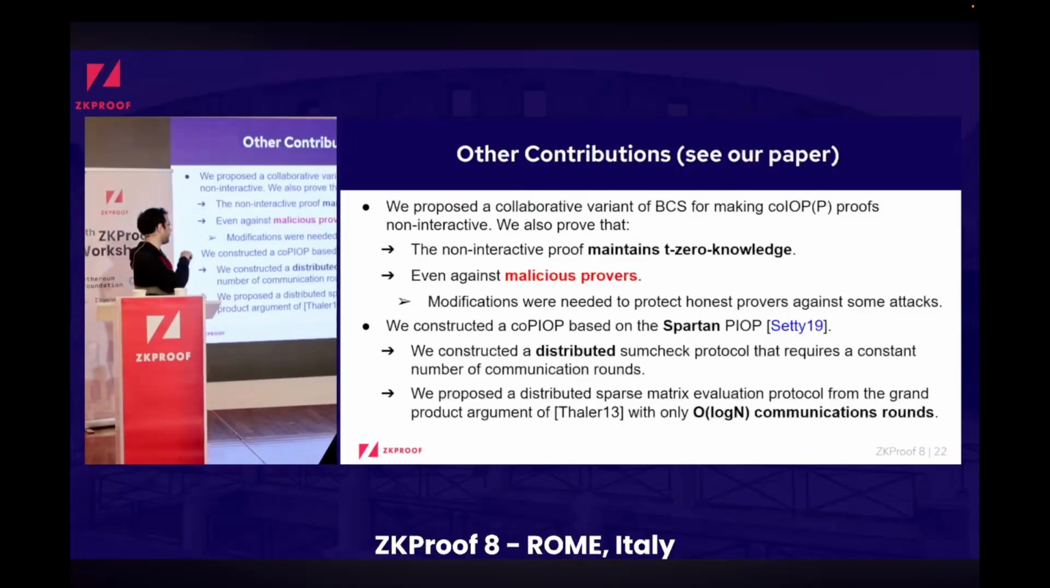For this, we use the grand product argument of Thaler 13. Naively, to do that, you would have to use log squared communication rounds. However, we reduce that to log n by proposing a new distributed sumcheck that has only a constant number of communication rounds.